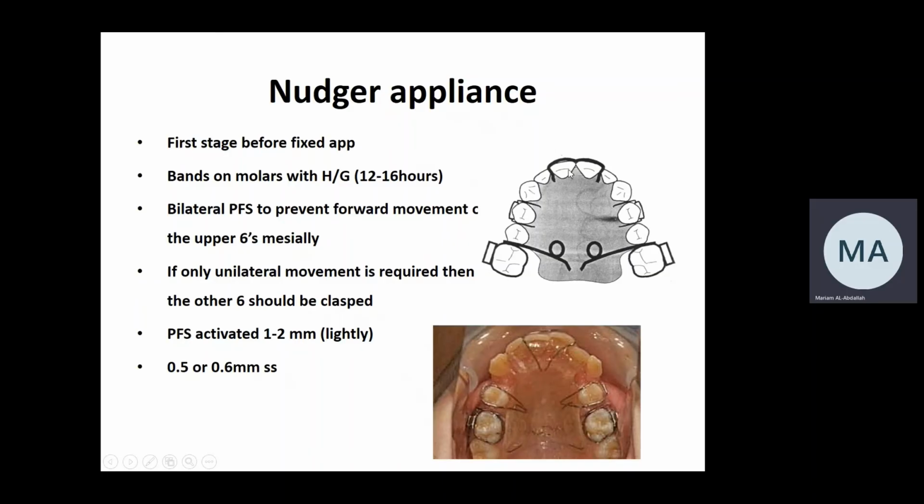And the rest of the components are mainly just retentive components. You can use Adams, you can use southends, it depends on the case. And of course, the 6s are usually having a band, and the band usually has a special tube for the headgear. So the 6 is having a band with a headgear tube. The patient should use the headgear evening and nighttime, and the nudger should be used full time. The palatal finger spring should be lightly activated, 1 to 2 millimeters, 0.5 or 0.6 millimeter stainless steel wire.